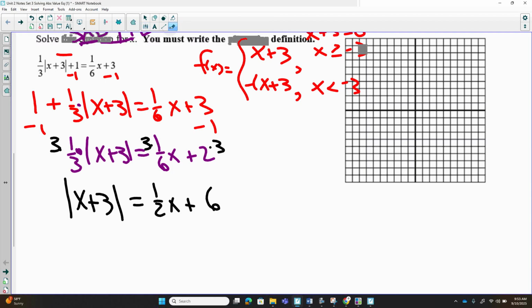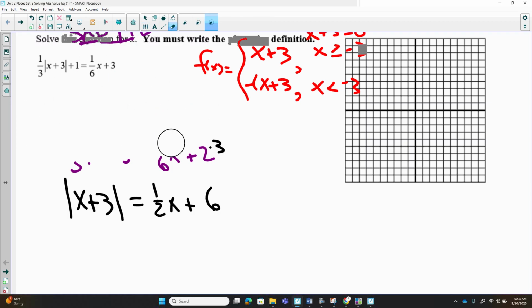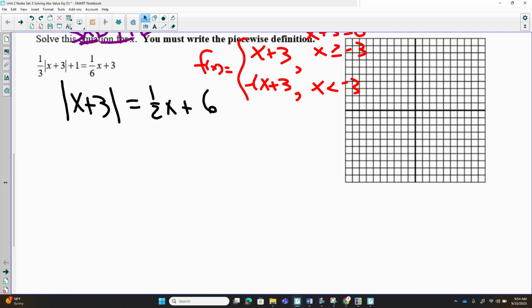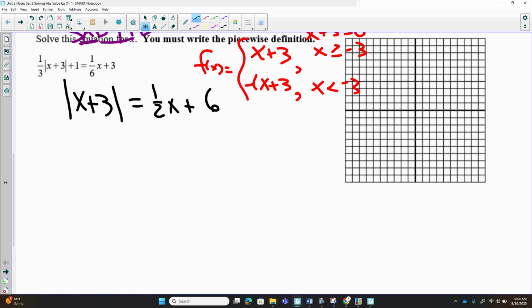Okay, so I'm going to erase this stuff here. We'll move this up here so I have a little bit more room up here. So we're near our piecewise. All right, now, so you can visually see it, you know what the next step is?